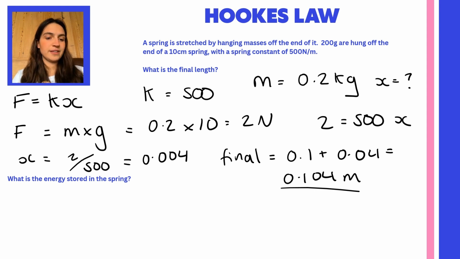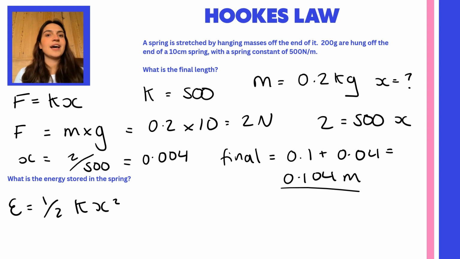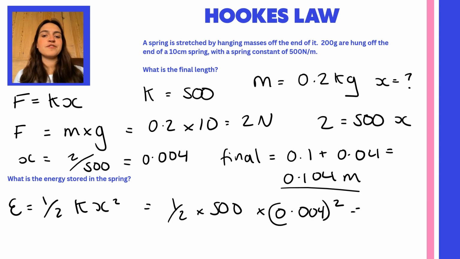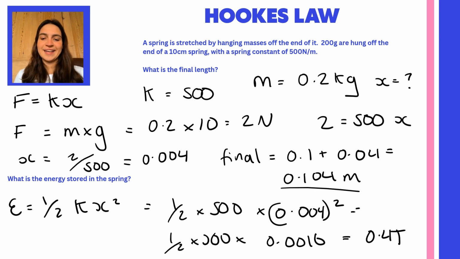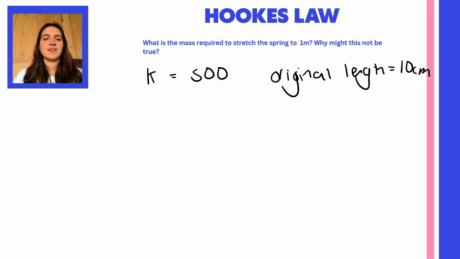Okay, next question: what is the energy stored in the spring? So I need my other equation. Energy is a half times k, the spring constant, times extension squared. So let me just plug everything in. Half times 500 times 0.004 squared gives me 0.4, and my unit is joules.